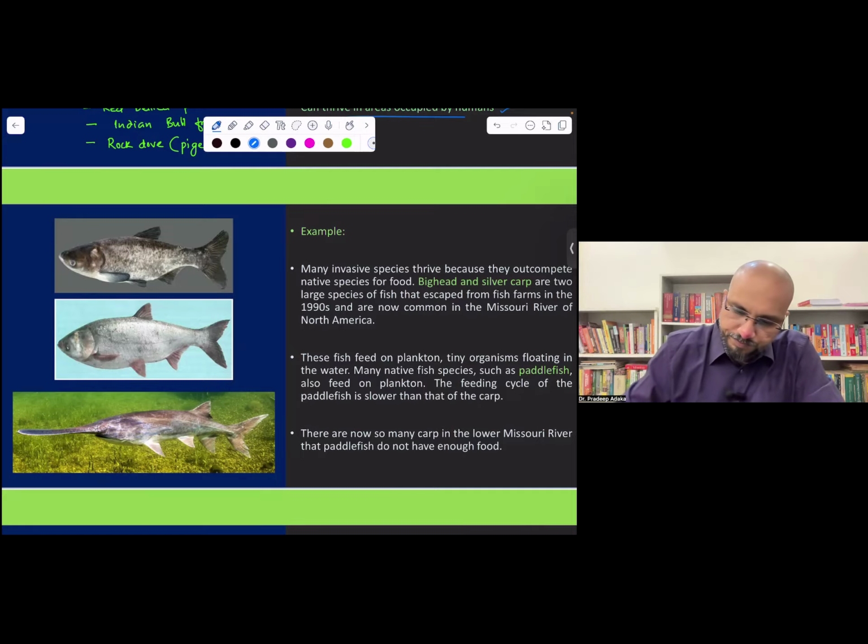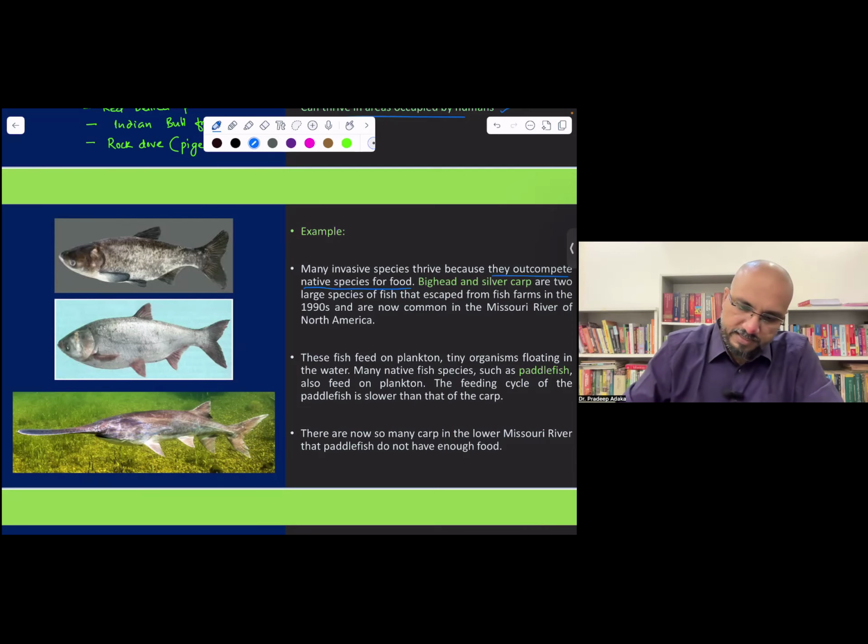So if you take the example, many invasive species thrive because they outcompete the native species for food. When an invasive species enters, it will compete for food with the native species, and the native species are not able to compete with them. These invasive species are very prolific eaters. They multiply very fast, and their population increases significantly, outpacing the population of your native species.